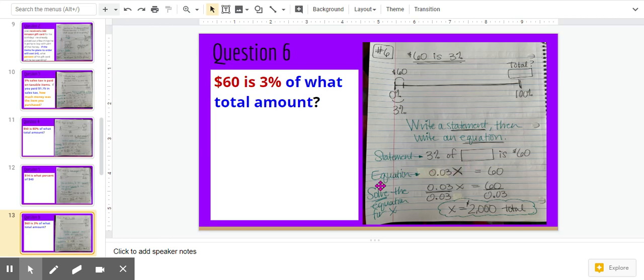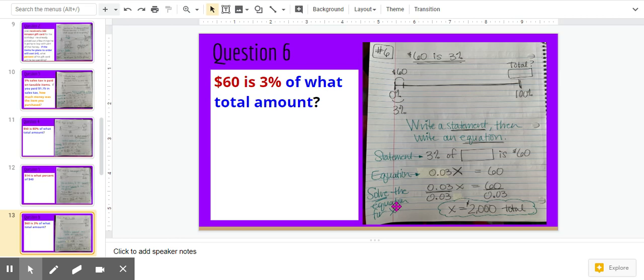For my statement, then I write an equation. That 3% I want to use as a multiplier. So I'm going to write it as its decimal, 0.03. Of what amount? I don't know. So I'm calling that x. We're using our algebra skills here. 0.03x, or 0.03 times x, equals 60, is $60. So this 3% of whatever that total is has to equal 60.